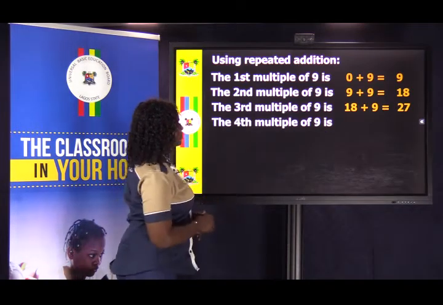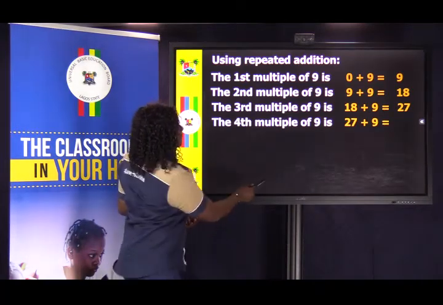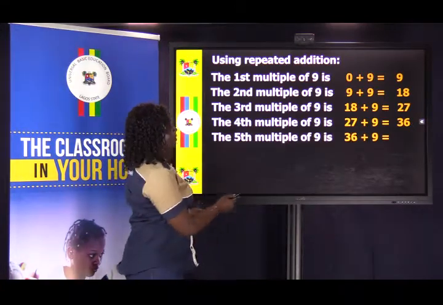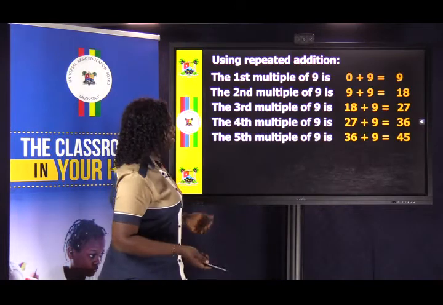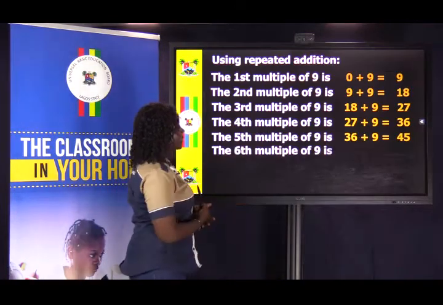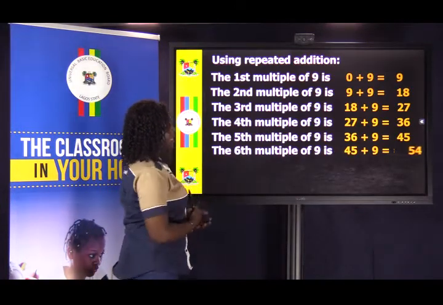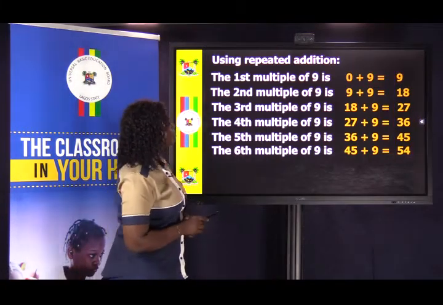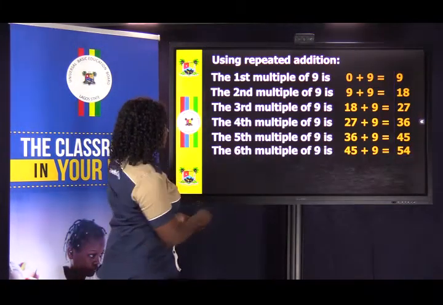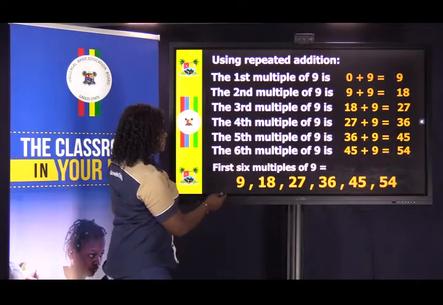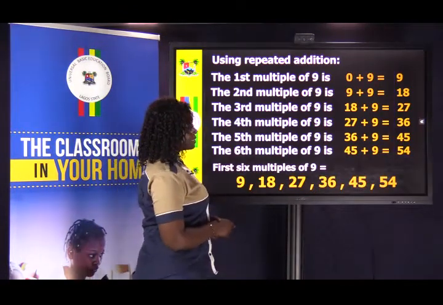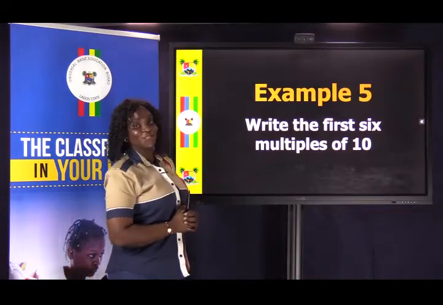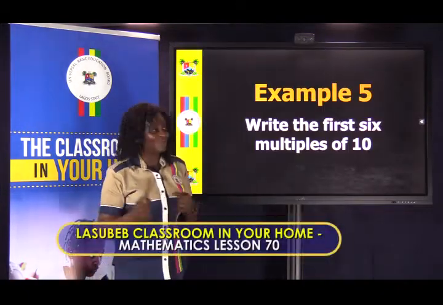Yes. So we also have 27 plus 9 gives 36. That is 9 times 4, 36. 36 plus 9 gives 45. That is 9 times 5, 45. 45 plus 9 gives 54. Yes, and those are the first 6 multiples of 9. So let's write the products out. 9, 18, 27, 36, 45, and 54. Are we together? Say together we are.